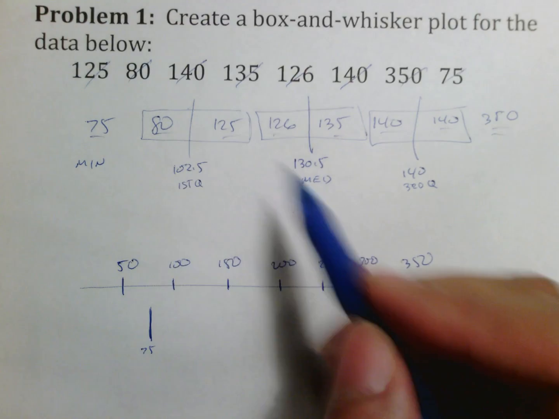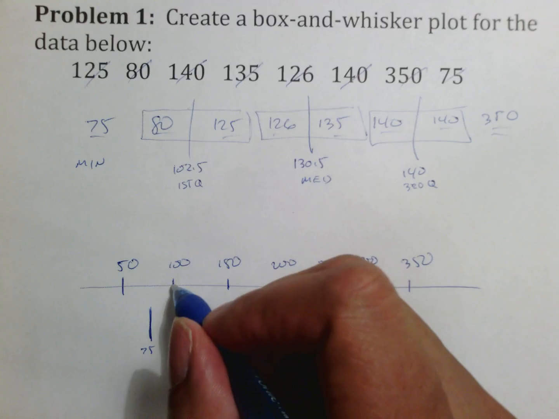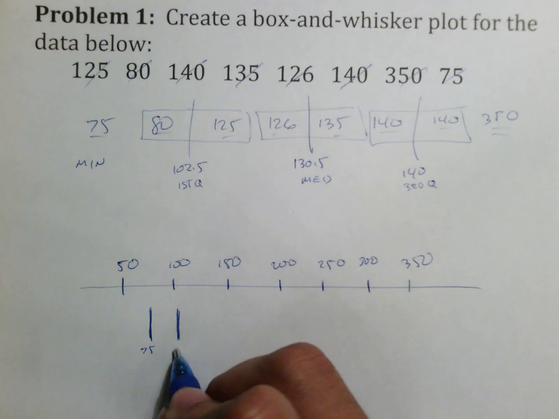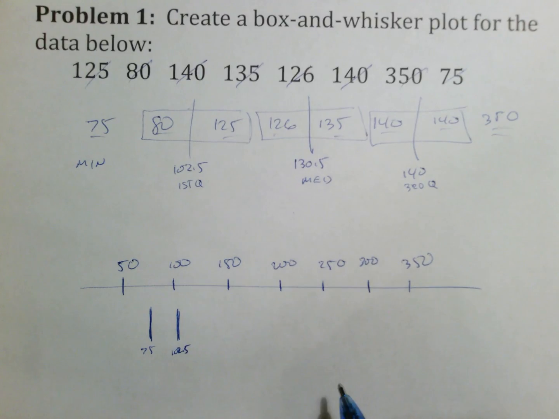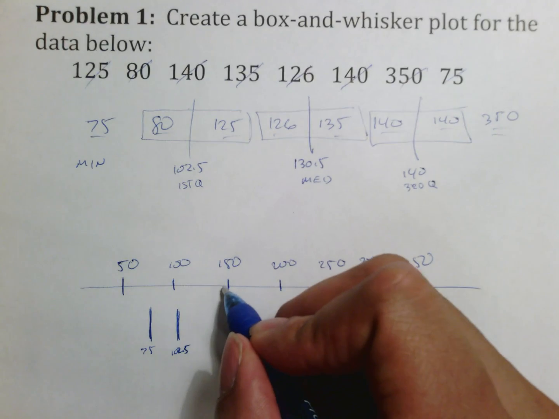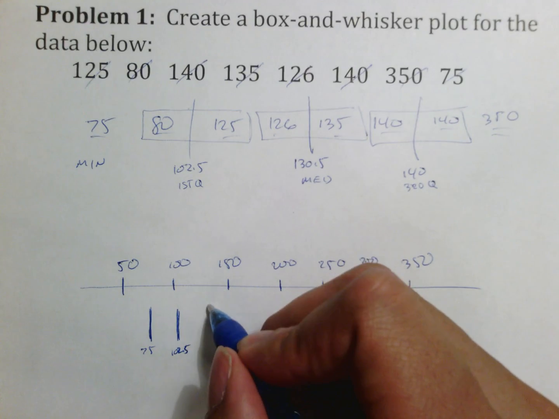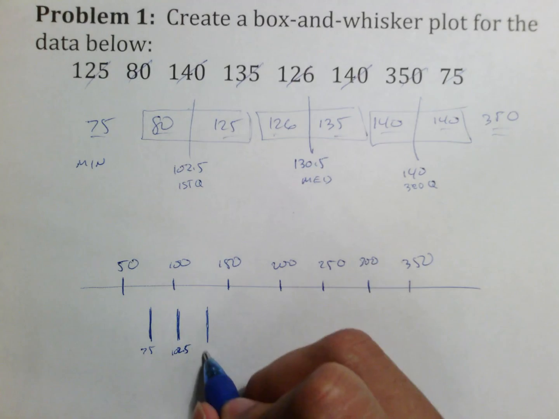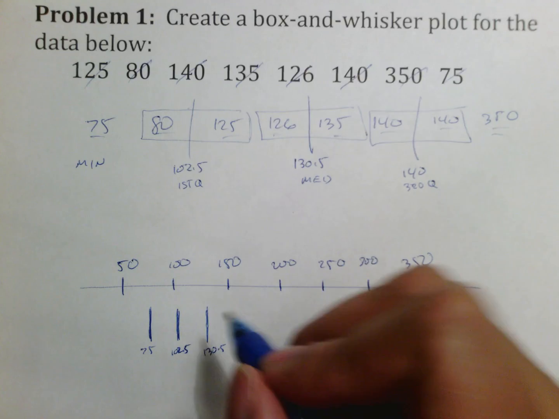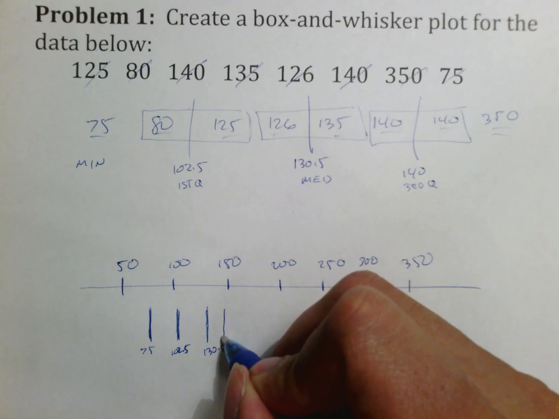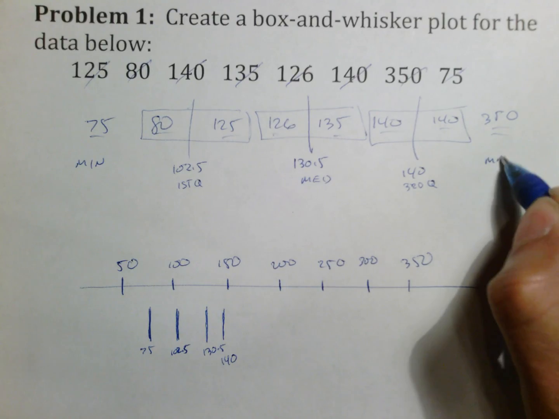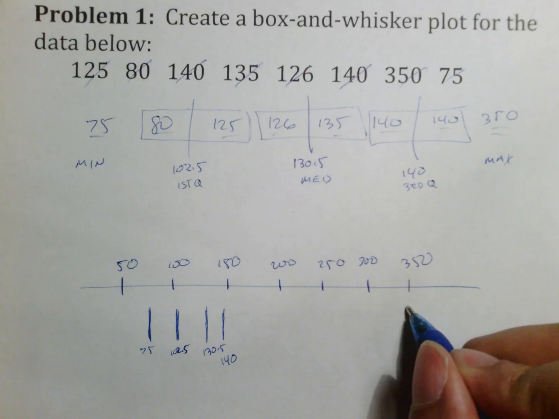And then I go to my first quartile, which is about 102.5. Well, that's 100. 102 should be just slightly past that. So put another little mark right there and label it as 102.5. Your median is at 130.5, so if that's 150, then this would be 125. 130 should be somewhere around here. And your third quartile is at 140, so 140 being pretty close to 150 should be about right here. And then of course your maximum is 350, which is really way off to the side.